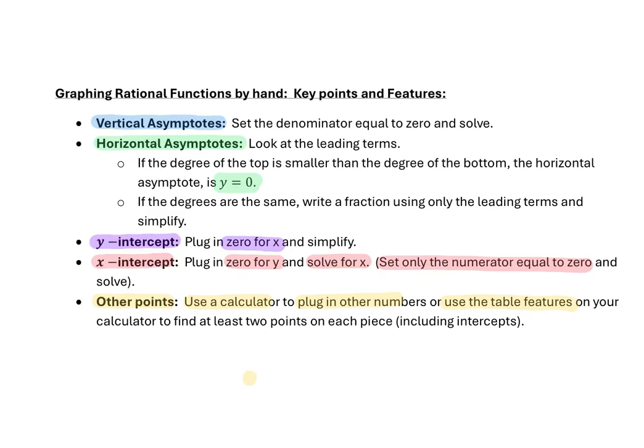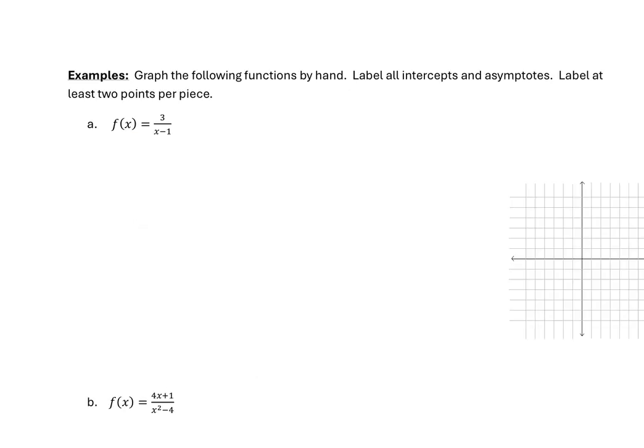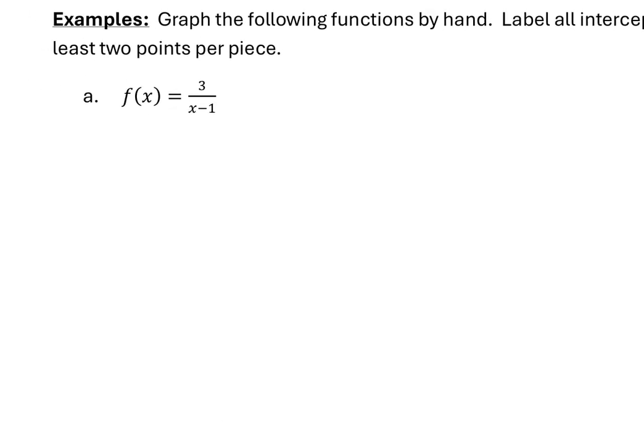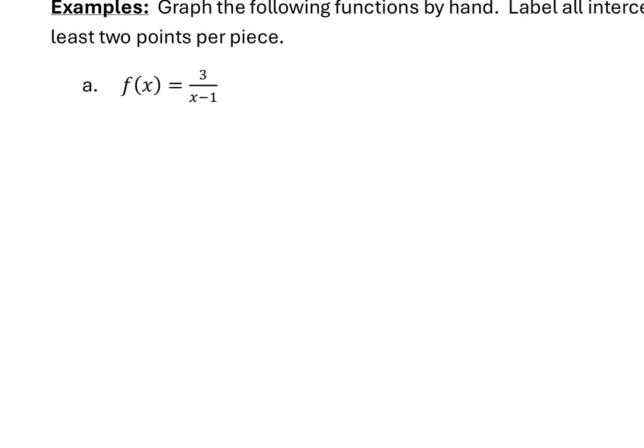All right, let's go ahead and try some examples now. As we go through these examples, I do want to point out the little notes that I'm going to make to myself so that I remember all the different procedures for each one of these. We want to start by finding our asymptotes and our intercepts.